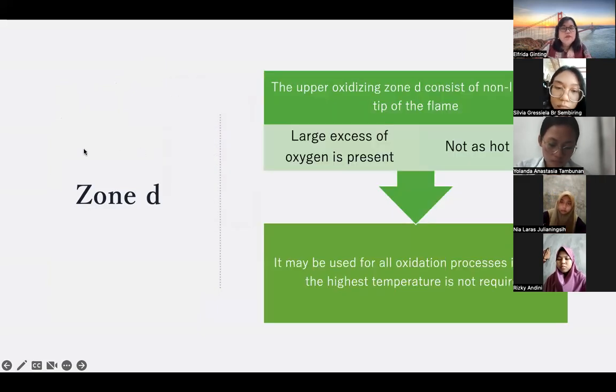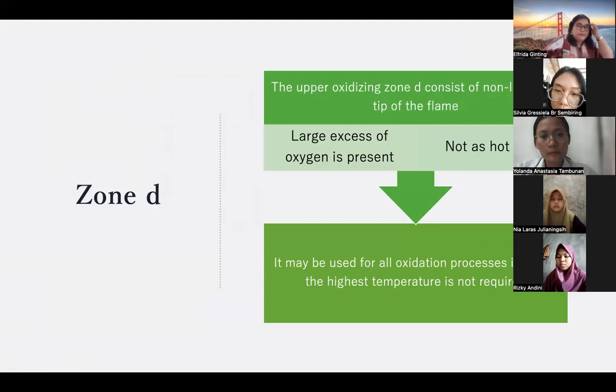And zone D, we call it the upper oxidizing zone. For this part, usually it has a large amount of oxygen.